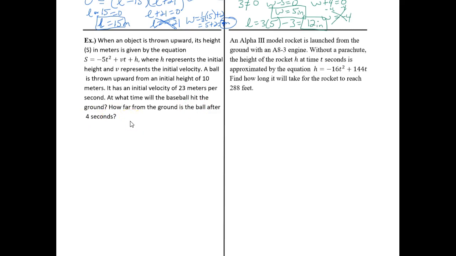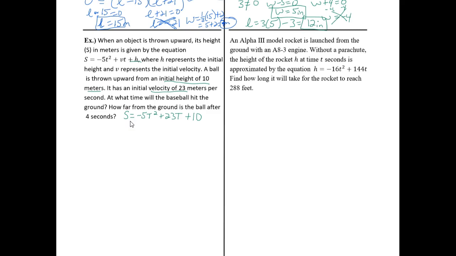So in this problem, we have to plug in a couple things. So just starting with the original equation, -5t squared, and instead of writing v, we're going to write the initial velocity of 23 times t, and plus the initial height, which was 10 meters, so plus 10. So that's just plugging in the pieces of information that we know.